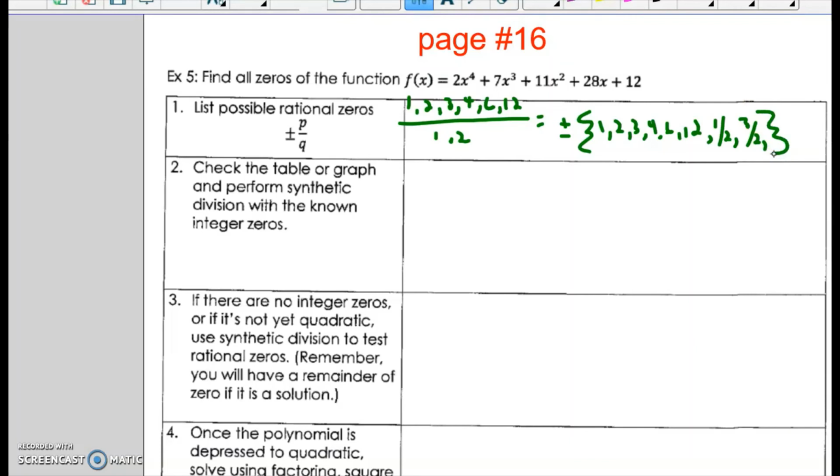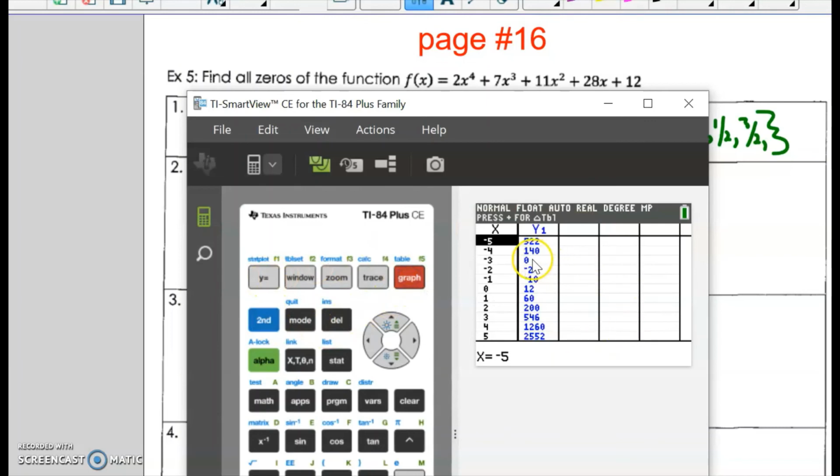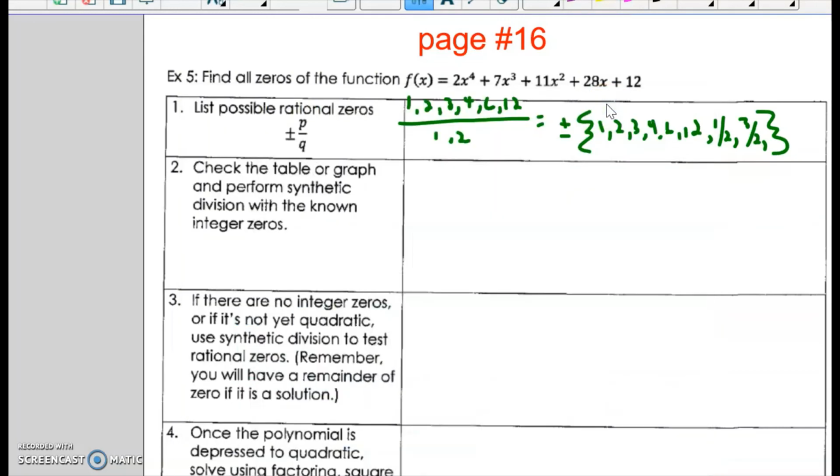Now we check the table. So I've already input this into my calculator. And now we'll go to the table, second table. Are there any zeros? Yes, right here we got -3. -3 is a 0, so what I can do is I can go to synthetic division with -3. So what that does is it just helps speed us up.